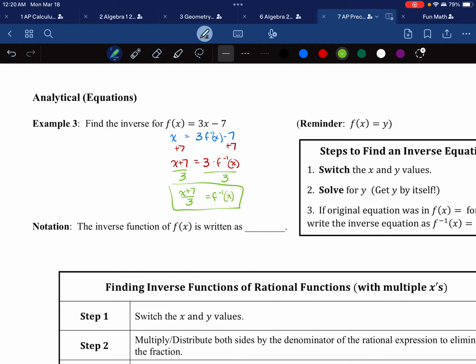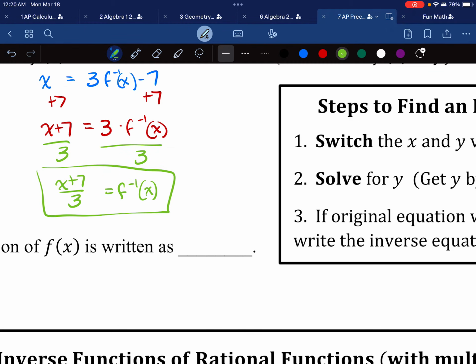So I just would like to note, I've been using this notation for a while. We should talk about that right now. That inverse is written as f inverse of x. And I read that as f inverse of x.